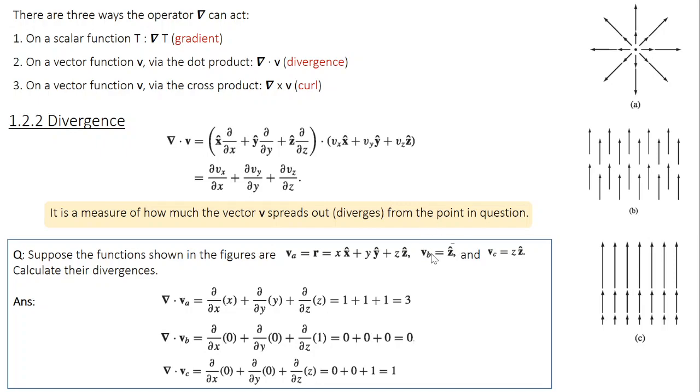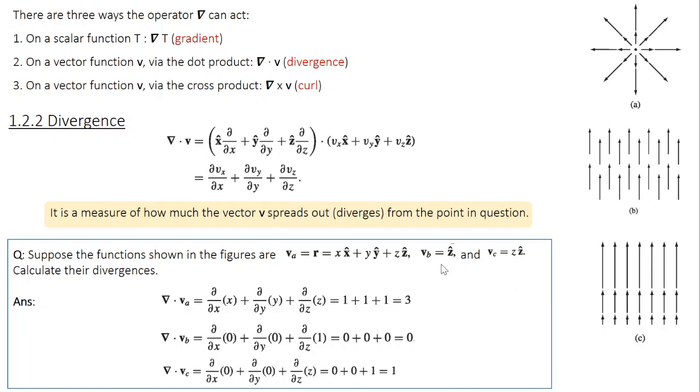Let's do a problem. Suppose the functions shown in the figure are, for the first case, VA equal to the position vector x into x cap plus y into y cap plus z into z cap.